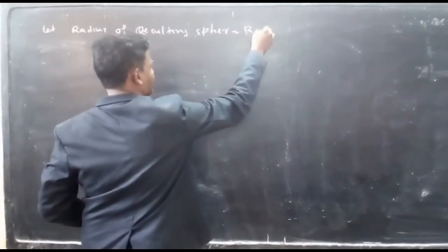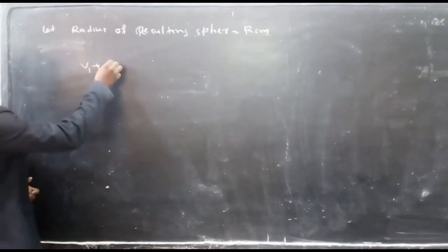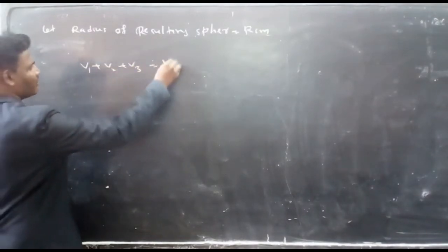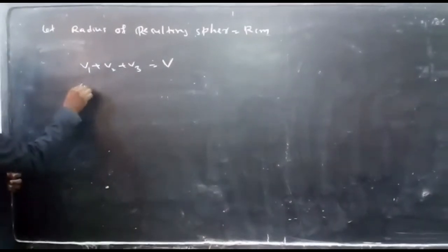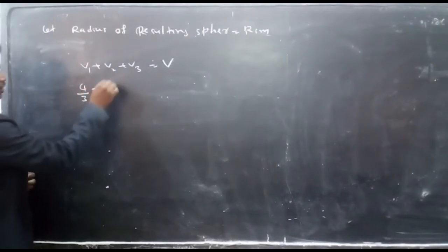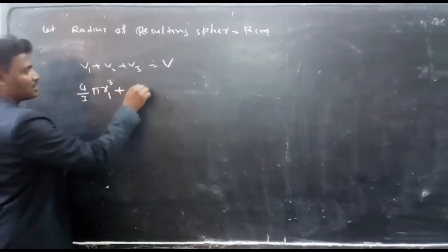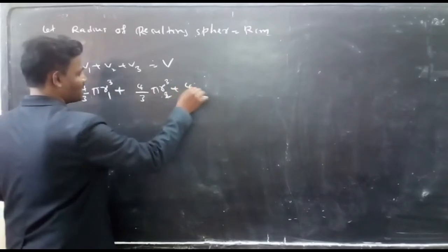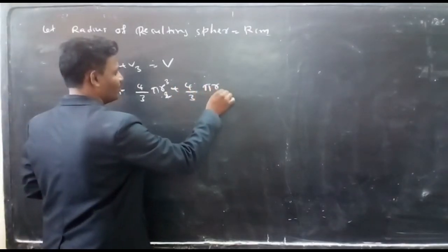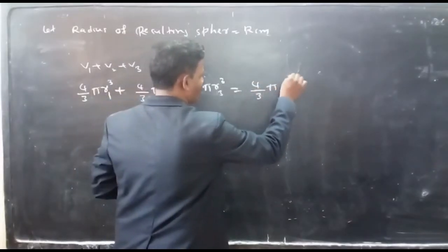Is equal to r centimeters. I am taking the radius of the largest sphere as capital R. Then V1 plus V2 plus V3 is equal to V. So what is the formula to find the volume of the sphere? 4 by 3 pi r1 cube. This is the volume of the first sphere. Next, 4 by 3 pi r2 cube plus 4 by 3 pi r3 cube is equal to 4 by 3 pi capital R cube.